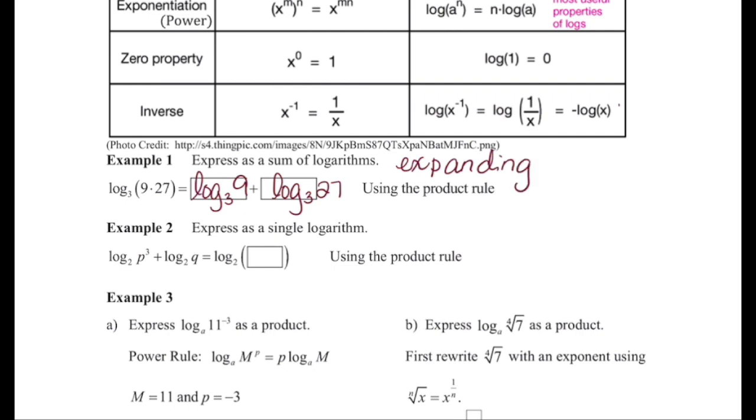Example 2, express as a single logarithm. Here we have a couple things happening. First of all, I have this addition piece, which means that I'm going to multiply my pieces together. And by multiplying my pieces, I mean these portions here. So I'll keep the log base 2, but now we will have p cubed q, simplifying our logarithm.